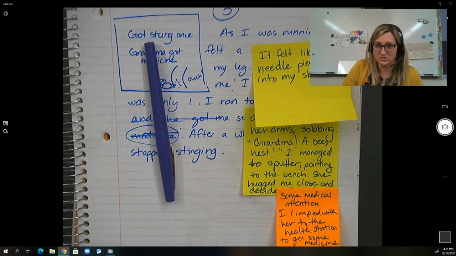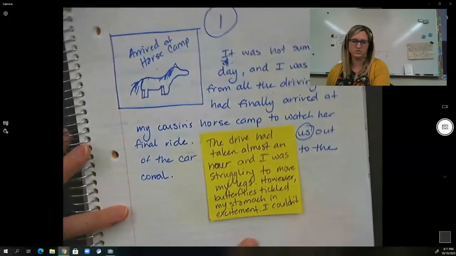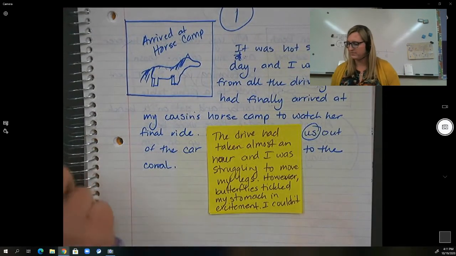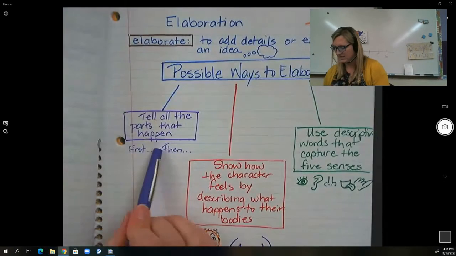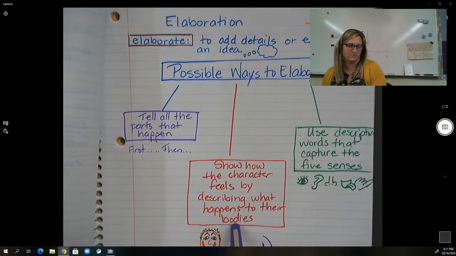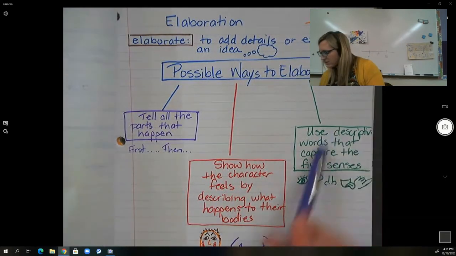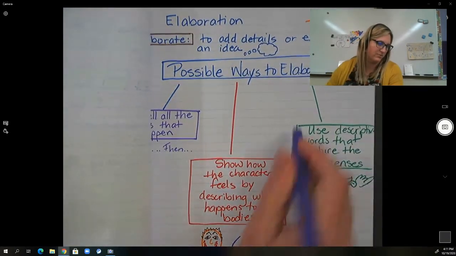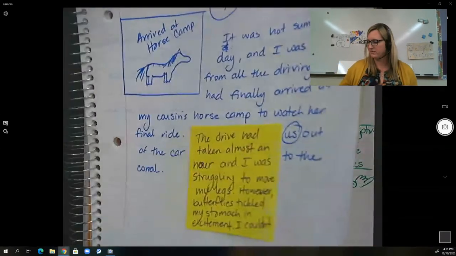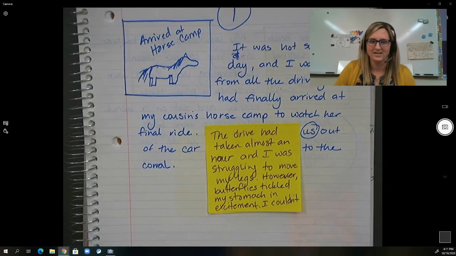Okay, now it's your turn. I want you to go back to your story and I want you to think about what's the most important part on this first page and then add something. Okay, add something that will help to elaborate. Maybe you'll add a couple of parts that you left out, or maybe you'll show how the character feels, or maybe you'll add in how they felt, what they smelled, what they saw, what they heard. Give it a shot. See what you can do today. Good luck.